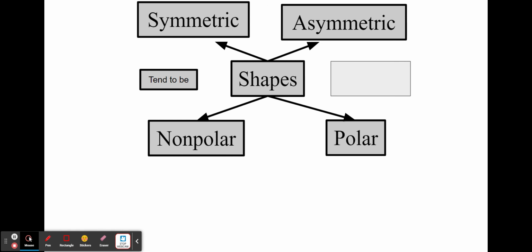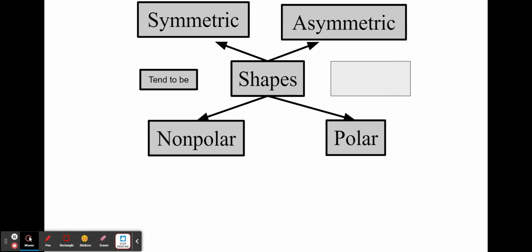If I replace another one, I get my T shape. You can see that this is also a non-symmetrical shape. This would tend to be polar. If I replace another one, I go back to my linear shape that I had. This would tend to be nonpolar, all right?